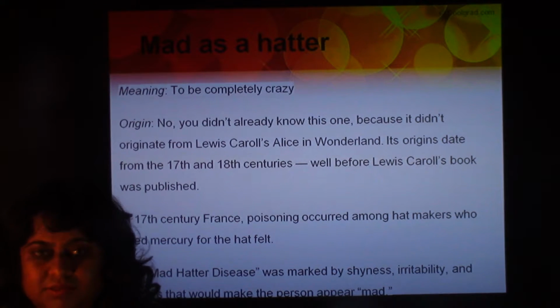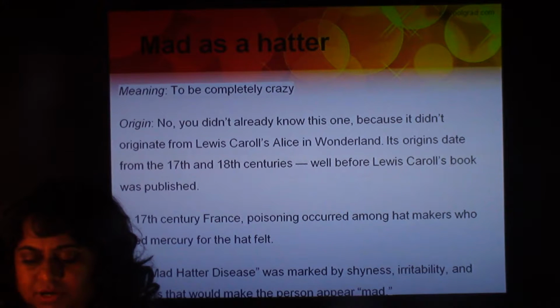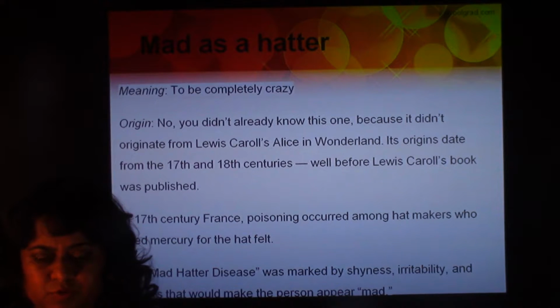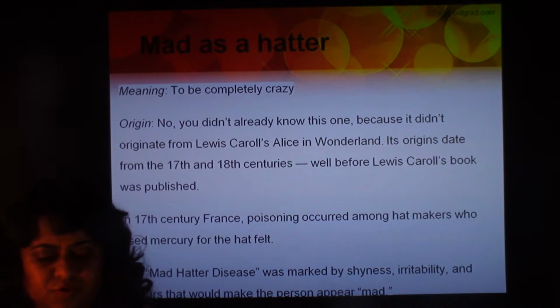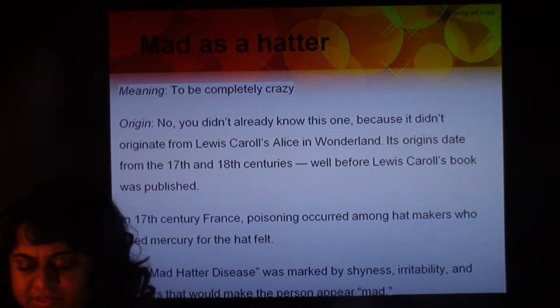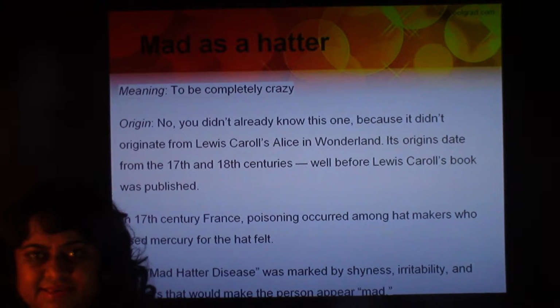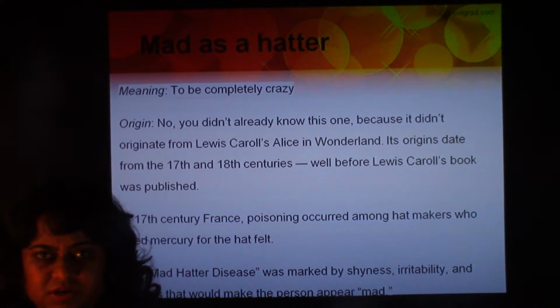Mad as a hatter. This means to be completely crazy. This didn't really originate from Lewis Carroll's Alice in Wonderland. Its origin dates from the 17th and 18th century, many centuries back, when in 17th century France, hat makers, people who designed various types of fancy hats, would use mercury for the hat felt. And mercury is poisonous. You handle it with your hands, and if it gets into the bloodstream, it can be poisonous. And the Mad Hatter disease was marked by shyness, irritability, and tremors, which would make the person appear mad or crazy. So they would say mad as a hatter.